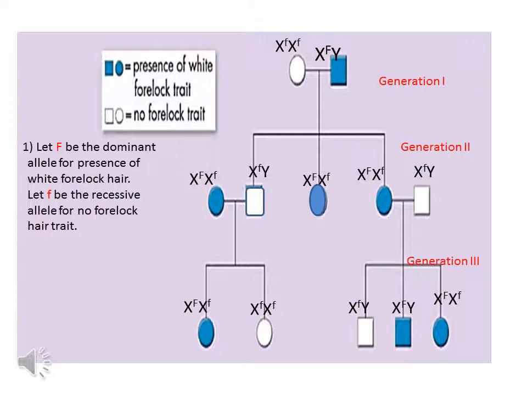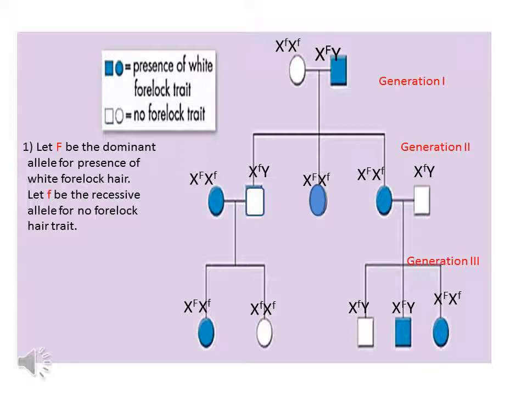Thus, the children will carry 1 allele from each parent. The girl on the left will be X^F X^f, with the big F from the mother and the small f from the father, and the other girl will be X^f X^f, since she has normal hair.